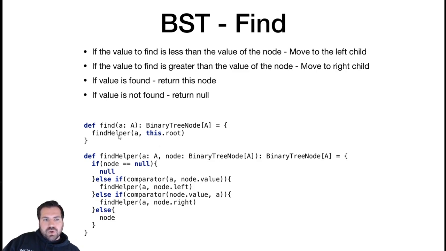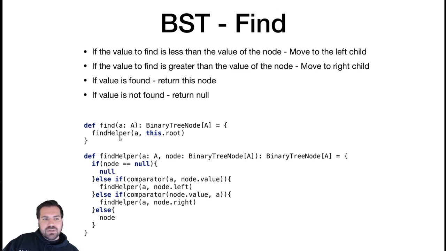So I'm going to call this find helper. I'm just going to defer to this. Find helper is going to look for this element, A, and also have the node that we're currently looking at. A reference to the node that we're currently visiting, and then we're going to navigate through this tree by calling this method with different nodes that we're visiting throughout the run of this algorithm.